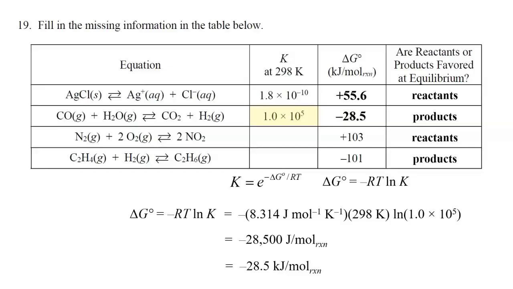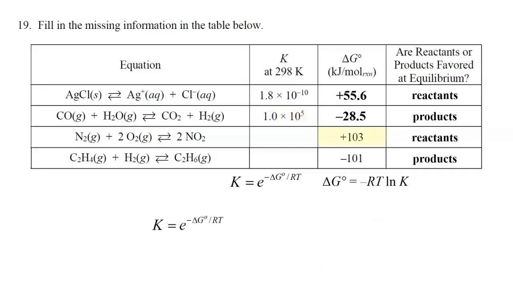So the value of delta G is consistent with our prediction that when K is less than 1, we have a positive delta G, and when K is greater than 1, we have a negative delta G. Now let's move on to our next calculation, where we are given the delta G and we have to solve for the value of K. So this time I will use that rearranged version of the equation. So K equals the letter e, the base of natural log, raised to the power negative delta G divided by RT.